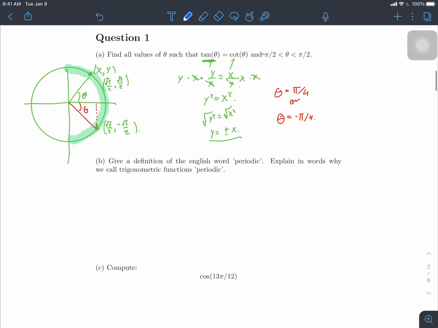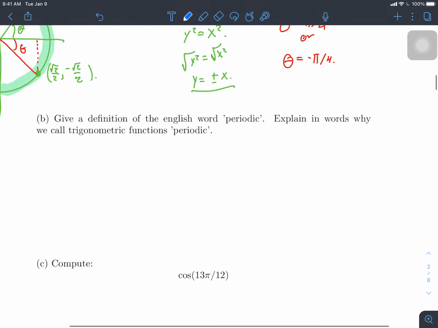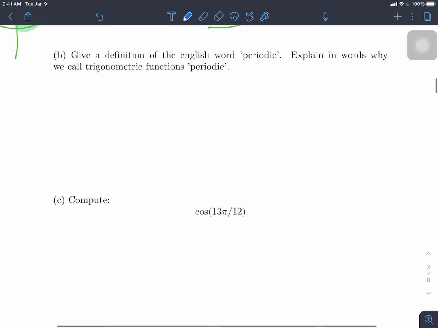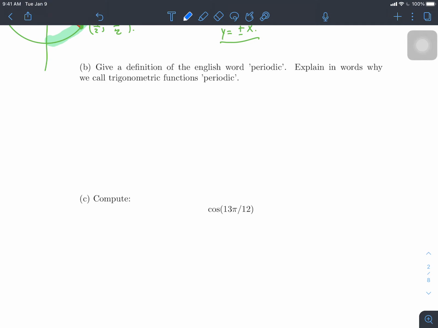Okay, so moving on to the next problem, we're asked to give a definition of the English word periodic. You can use a dictionary if you want, but I would just say something along the lines of: periodic just kind of means once in a while. If I go to the store periodically, then it's something I do on some kind of regular basis.